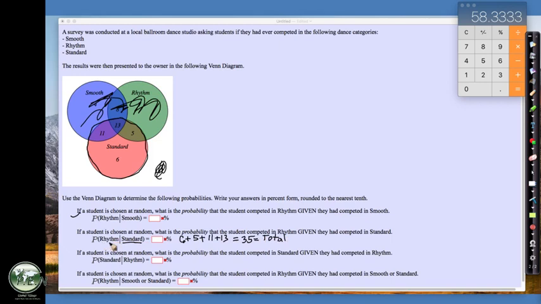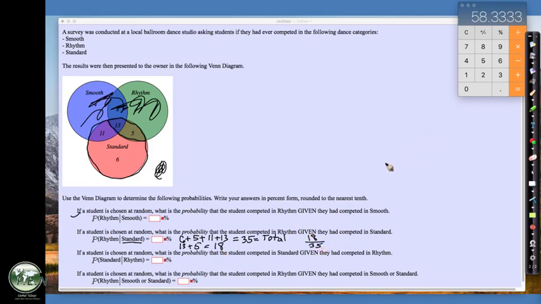Then we want those who have taken rhythm that are from this circle. So the rhythm is this overlap here, 13 plus 5. These 13 plus 5 have also taken rhythm. They were in the standard group but took rhythm as well. So that's 13 plus 5 gives us 18. So we get the ratio, the fraction 18 divided by 35.